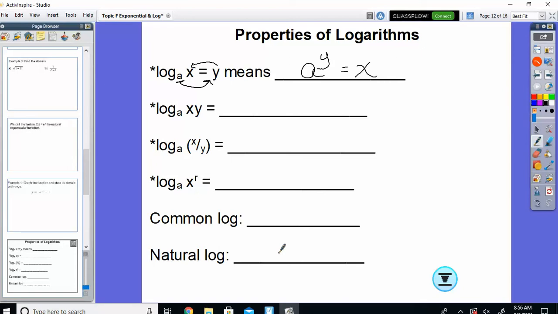All right, then getting into our properties. If you have the log of two things multiplied together, we can break them apart by doing what with their individual logs? Remember? Log base a of x plus log base a of y.